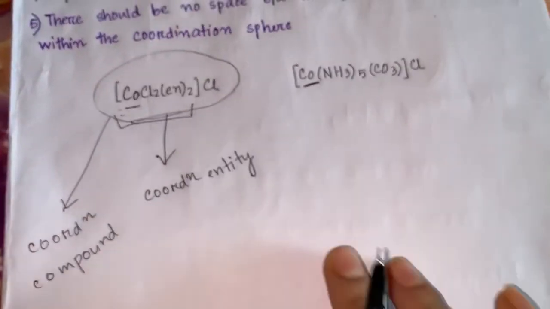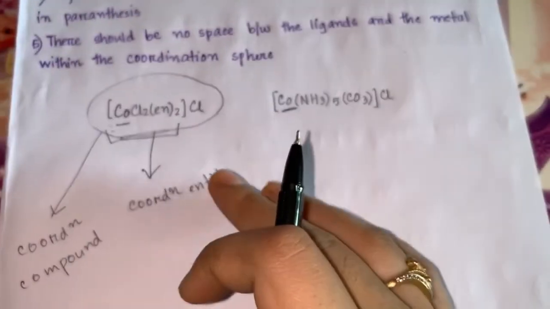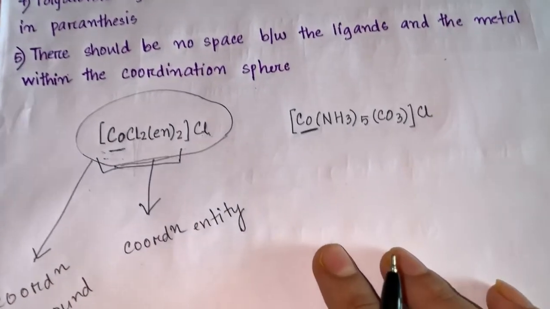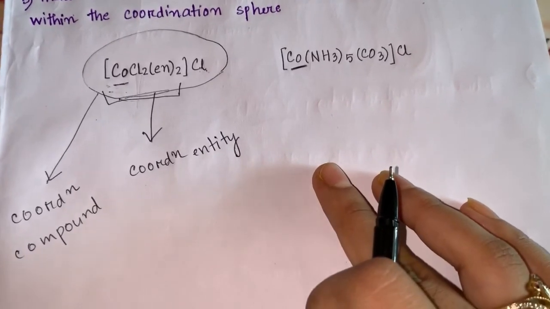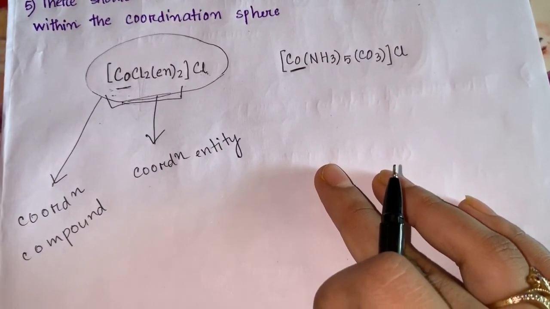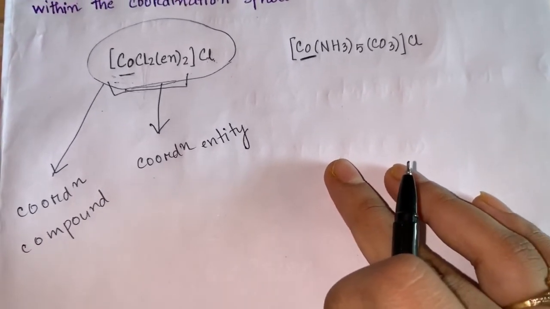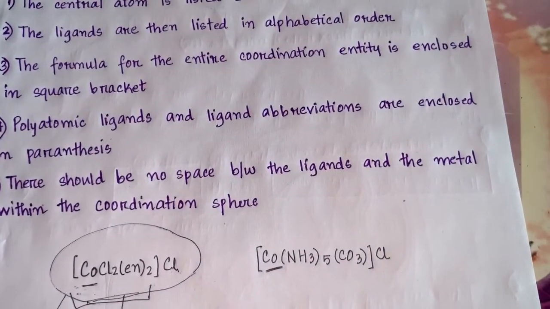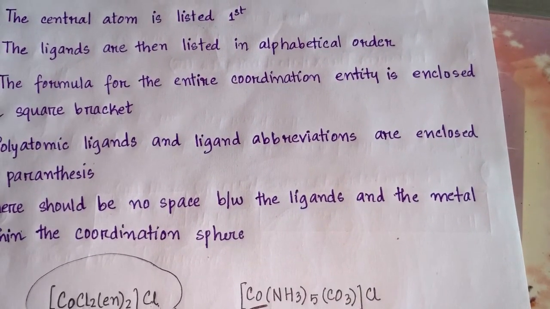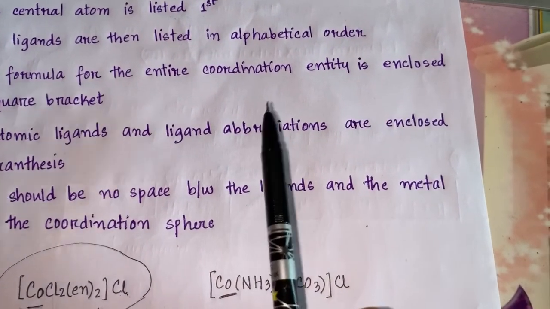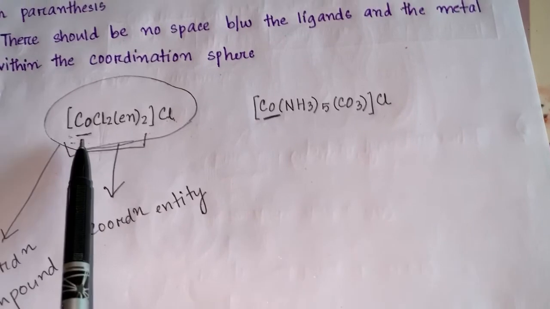So these are the terms we need to know: the atoms which are present inside the square bracket are known as the coordination entity, and including the ones present outside the square bracket, the total together is known as the coordination compound. So in the third step, it has been told that the formula for the entire coordination entity is enclosed in square brackets. So this is what is seen here.